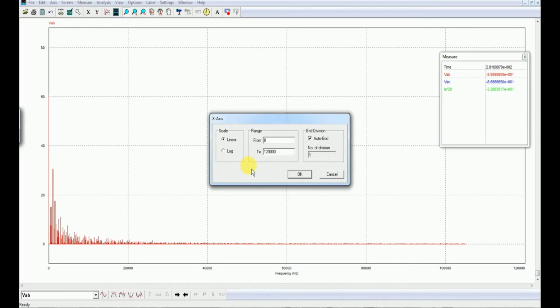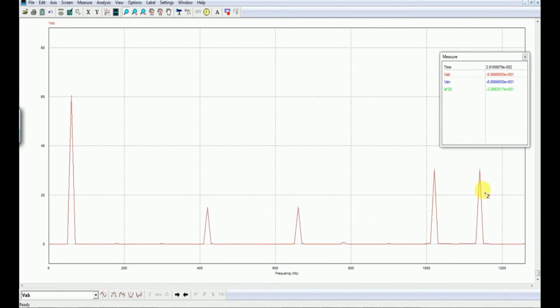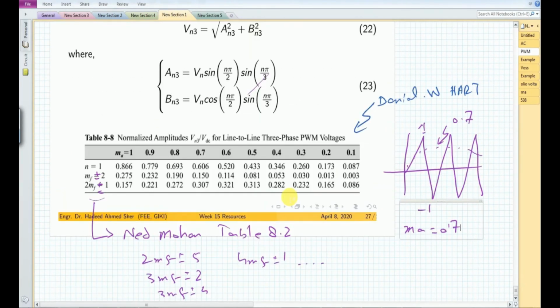to some sane value. So let us say we restrict it to the 19th or 21st of the harmonics. So that means we need to restrict this x-axis to 1260 hertz. So if I place it equal to 1260 hertz, we get this type of a result here. So now you can see that we need to elaborate this with respect to this particular table here.